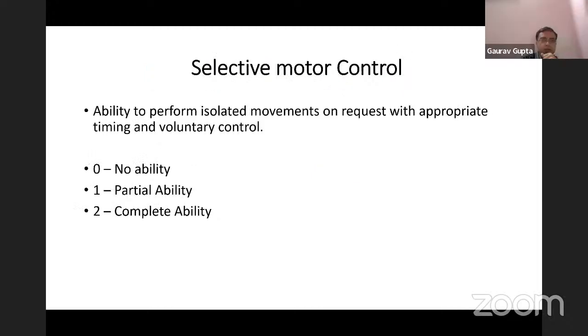Yeah. So then we assess the selective motor control, which is the ability to perform isolated movements on request with appropriate timing and voluntary control. Usually these kids don't have good selective motor control, and when asked to do one particular movement, all their muscles start acting and they are not able to do it in isolation. On the basis of that, we can grade whether the child is absolutely not able to do it, or there is some partial ability, or he is completely able to do it.